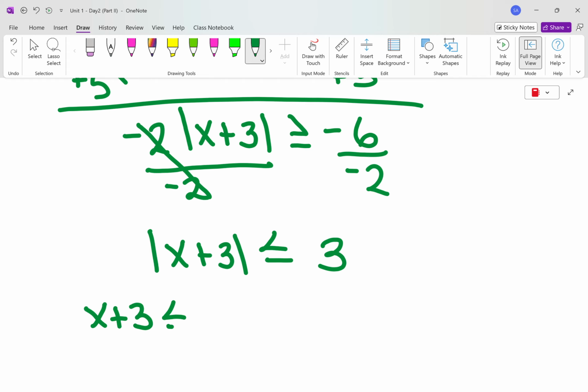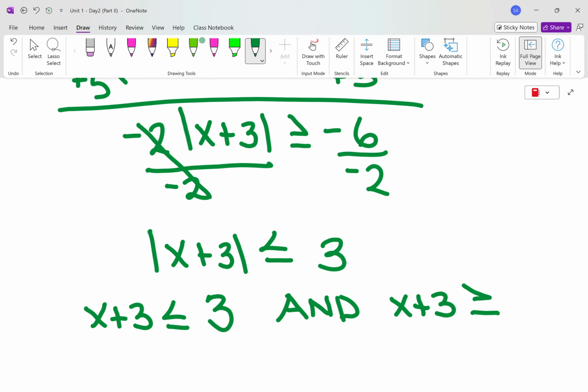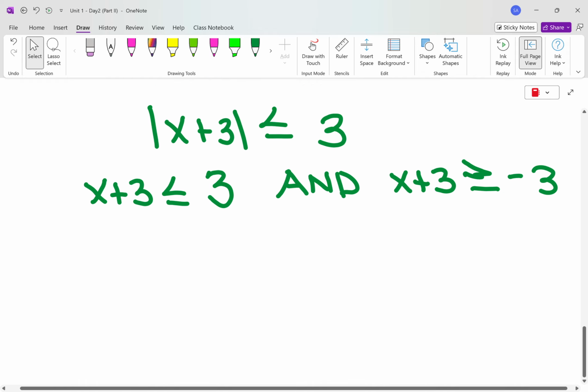So now we need our two different inequalities. We're going to have x plus 3 is less than or equal to positive 3. And remember what we do now. I'm going to put an and because it's less than, and it's going to be x plus 3 is now greater than or equal to what? Negative 3. So not only do we flip the sign, we negate the number. So flip the sign, negate the number.